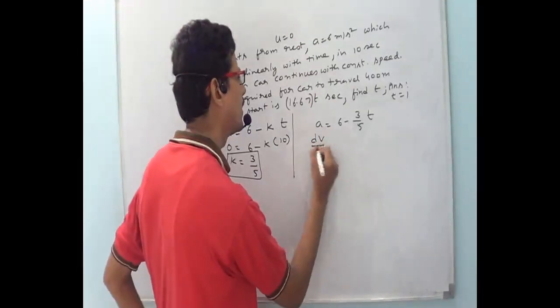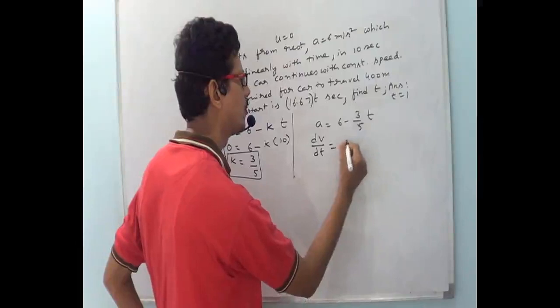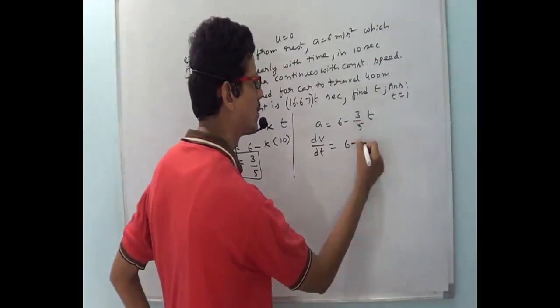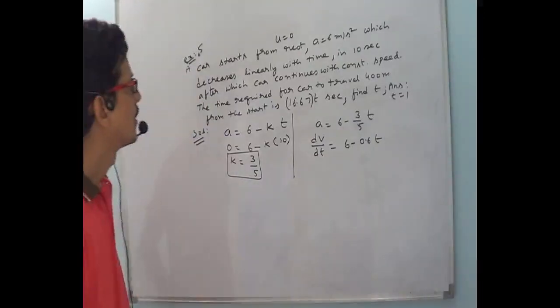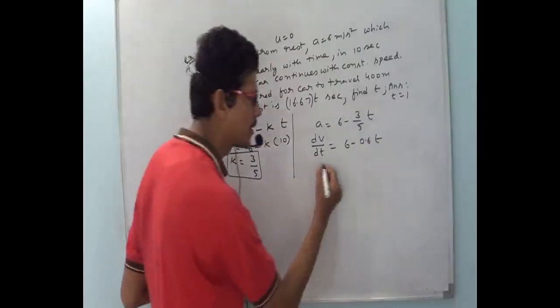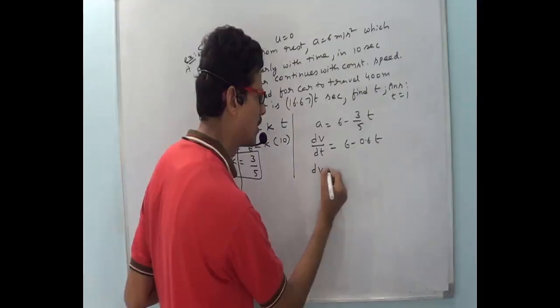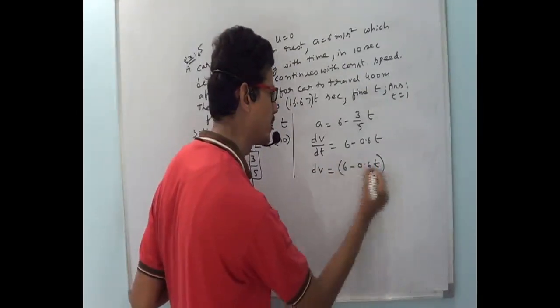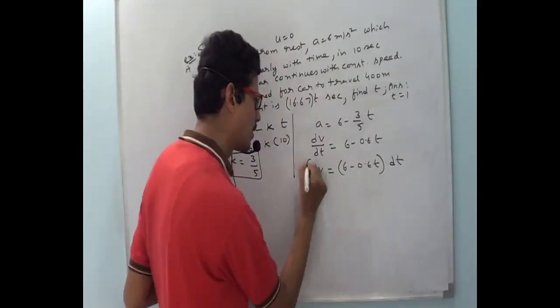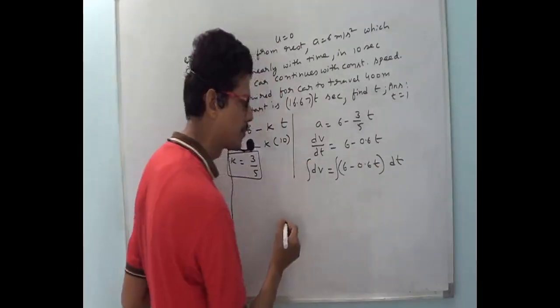Okay, what is this dv by dt? I can write acceleration as dv by dt. What is this 0.6? So this dt I will take to the other side. dv is equal to (6 minus 0.6 t) dt. On both sides I have to integrate.